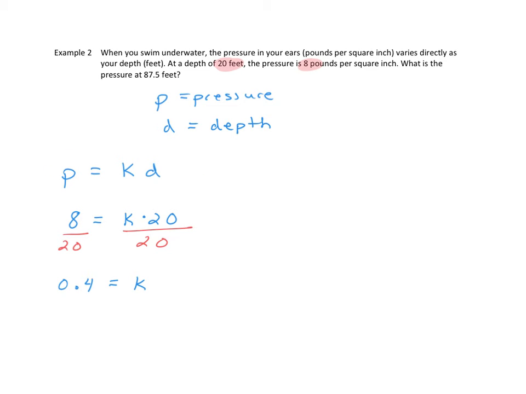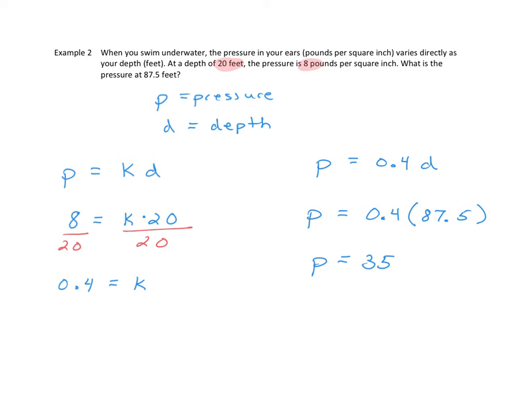I have an equation that I can use for any variables. I'll write that over here. Pressure is equal to 0.4 times D. To now get my answer, I'm going to put 87.5 in place of D and solve for P. So that's 0.4 times 87.5. I'll get my calculator here. 0.4 times 87.5. Okay, the pressure is going to be 35.